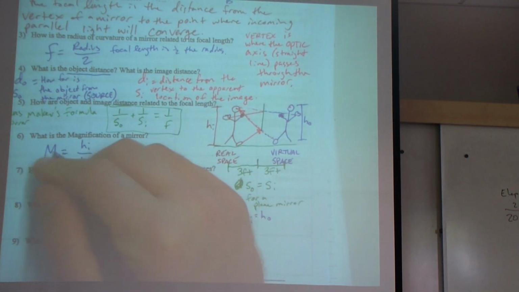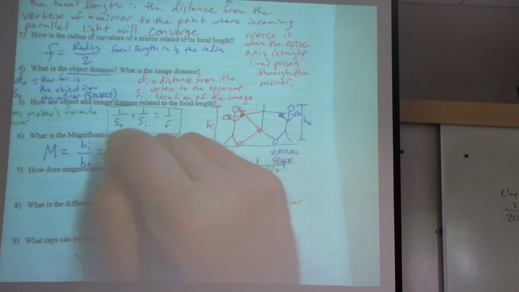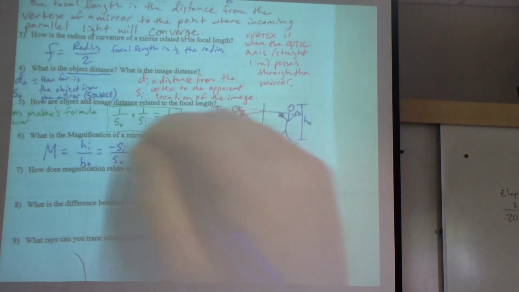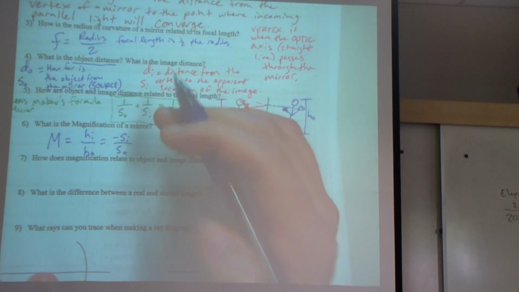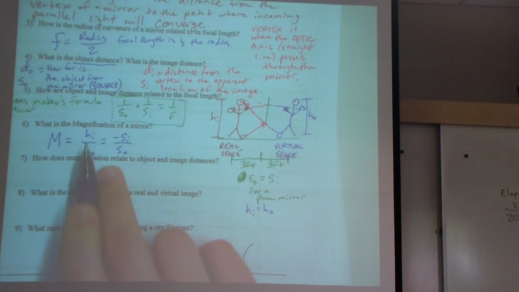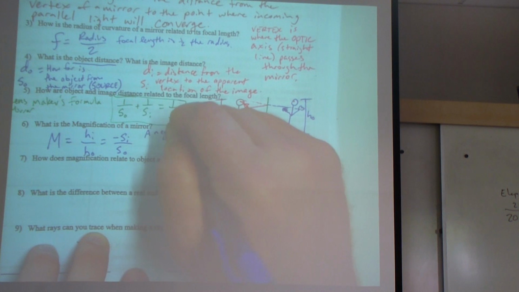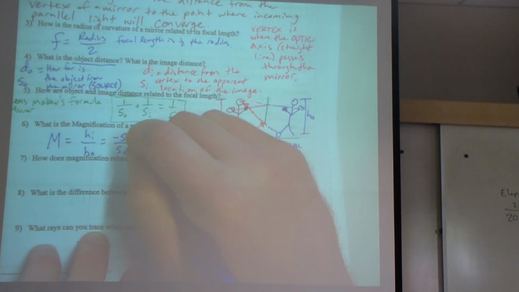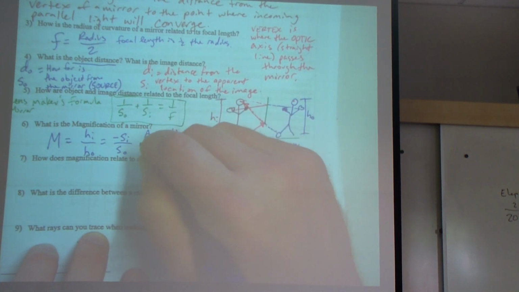But not only does M equal HI over HO, it turns out that it also equals negative SI over SO. Can you end up with a negative magnification? Yes, that doesn't mean your object gets smaller. You could have a magnification of 3/4, which would mean your image is 3/4 the object. That would be a diminished image, shrunken. A negative magnification means the image is inverted.